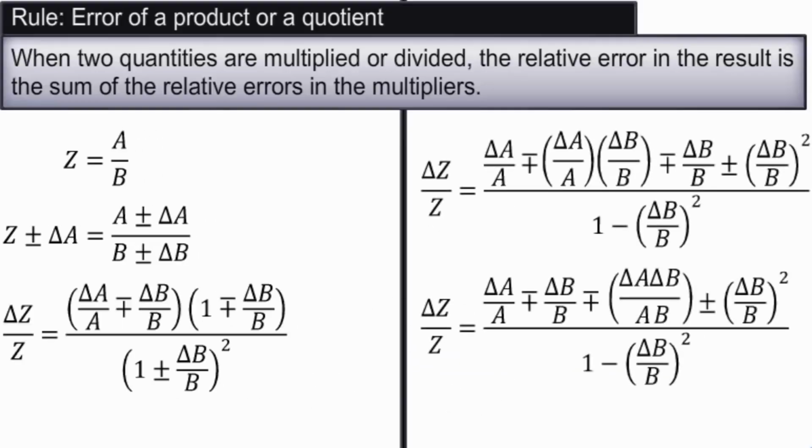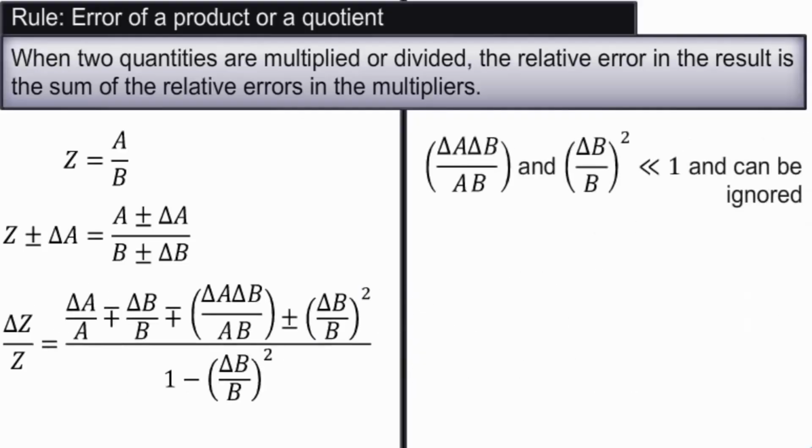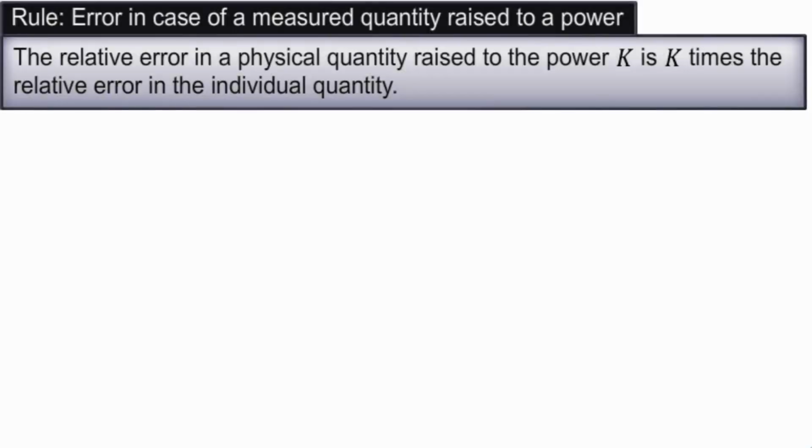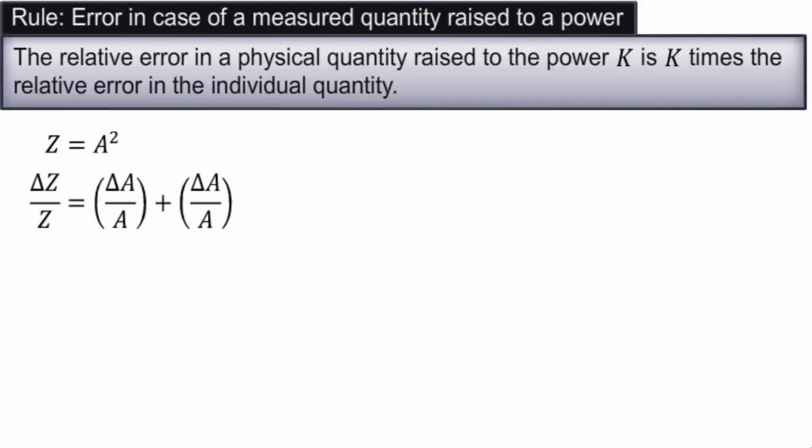The relative error in a physical quantity raised to the power k is k times the relative error in the individual quantity. If z = a², then Δz/z = Δa/a + Δa/a = 2 × Δa/a. Hence, the relative error in a² is twice the error in a.